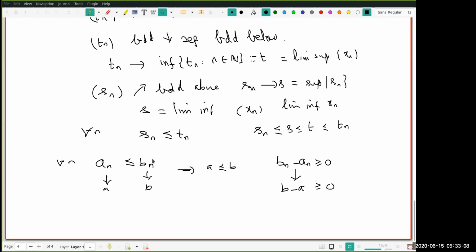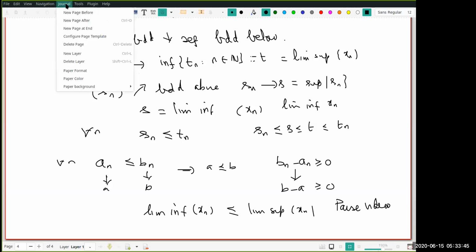So I know Sn converges to S and Tn converges to T, but Sn is less than or equal to Tn. Therefore, S is less than or equal to T. In particular, we have seen that the lim inf of the sequence Xn is always less than or equal to the lim sup of the sequence Xn. Take some time, pause your video, and go through it once again. After 30 seconds, restart the video and go to the next point.